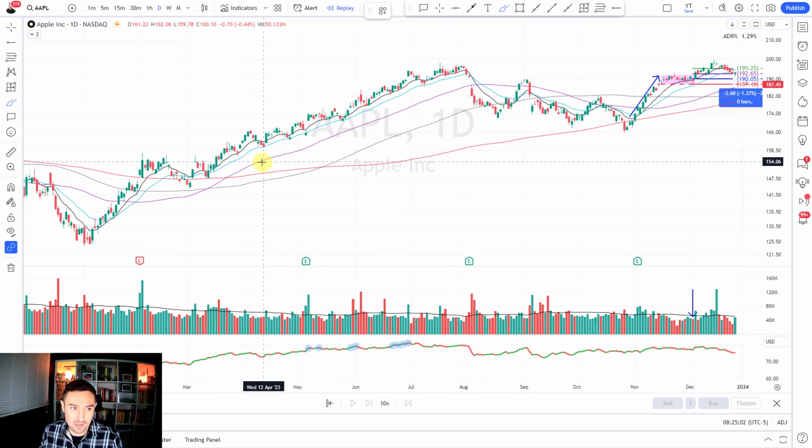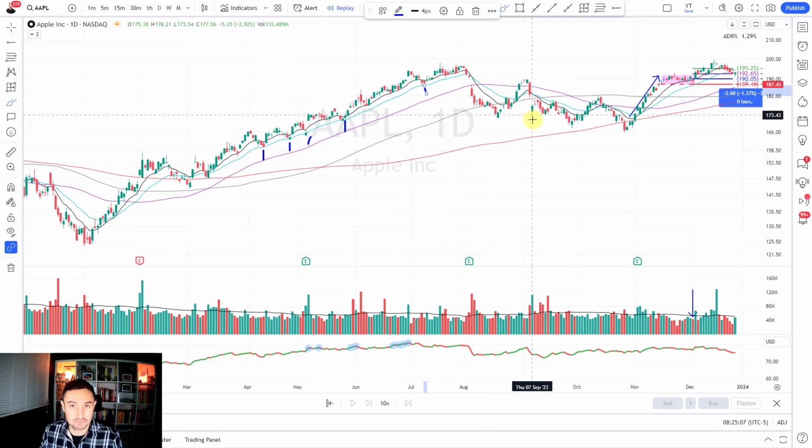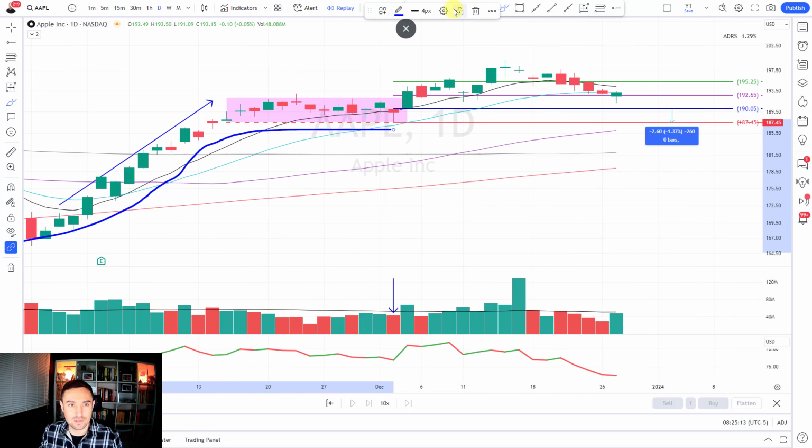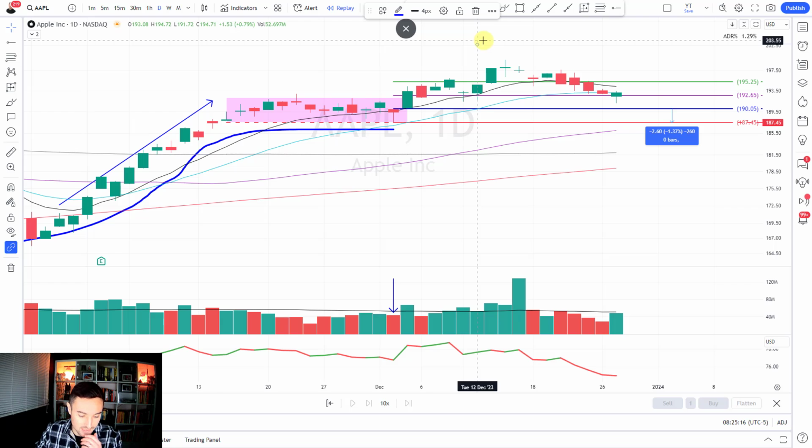Remember I said a little bit earlier on, look at Apple. Off the blue, off the blue, off the blue, off the blue, off the blue 21-day EMA. And then when it breaks it, it changes character. It's got to reset. And here is also a cup and handle type pattern. Interesting, right? And you constantly see these chart patterns setting up. Let me go show you another one.